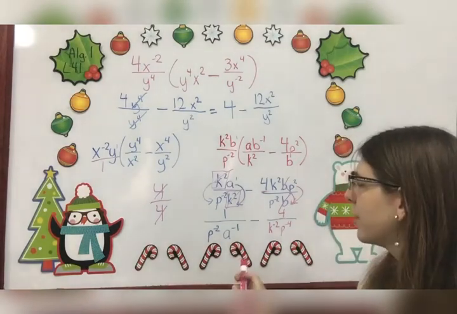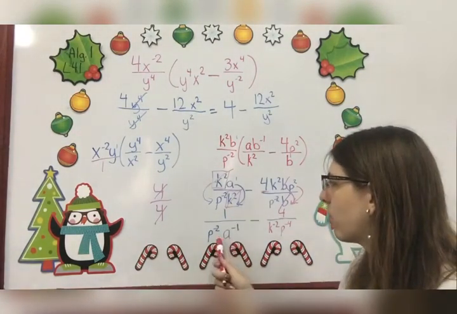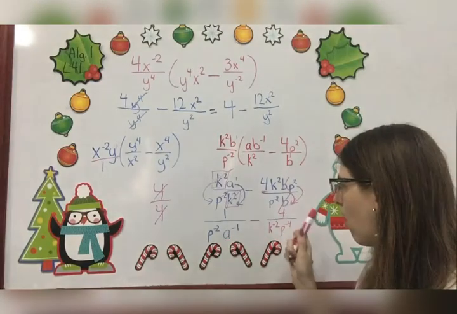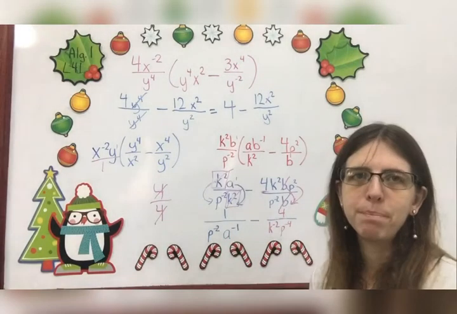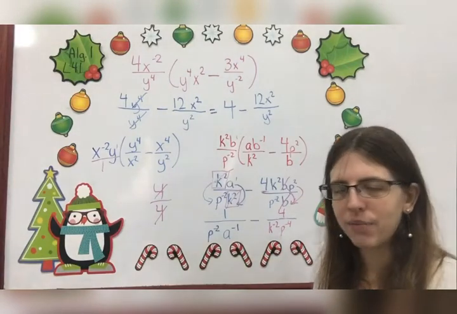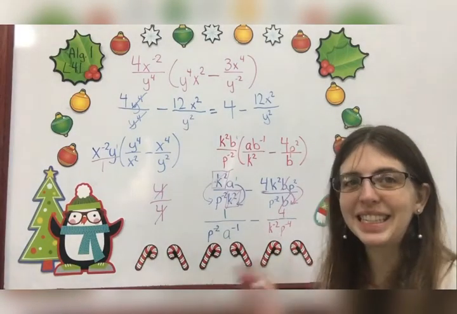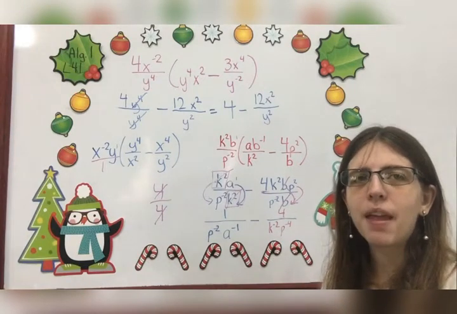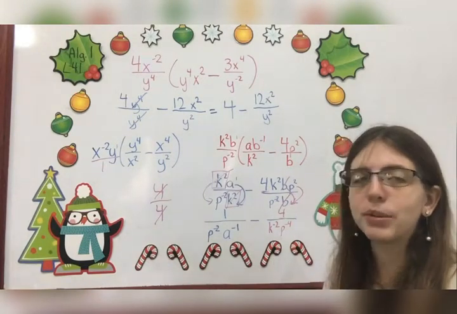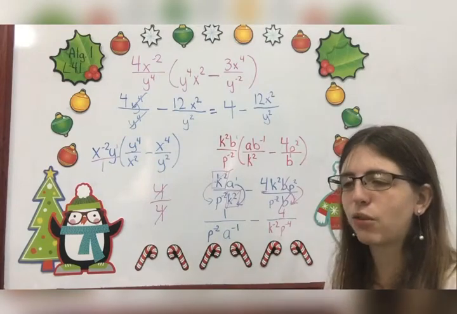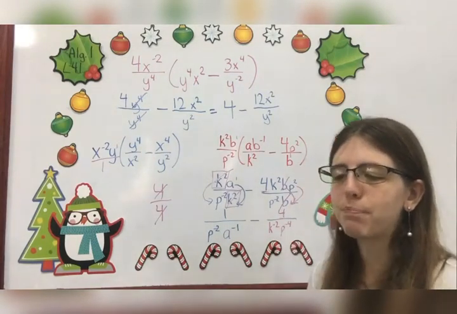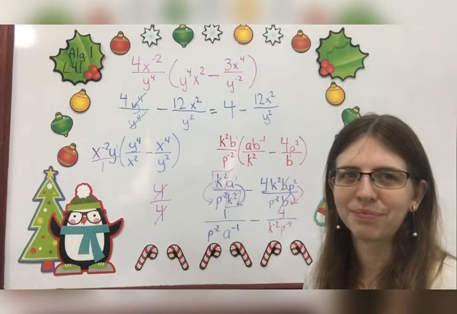All right, so your final answer is 1 over p negative 2, a negative 1 minus 4 over k negative 2, p negative 4. If you feel like you can't see this very well, because I know it's kind of small on your screen, make sure that you're studying the examples in your book. These are the exact examples from page 158, so you can see them a little bit better. All right, pause now and do your practice.